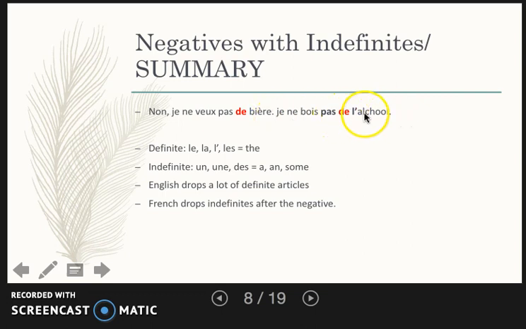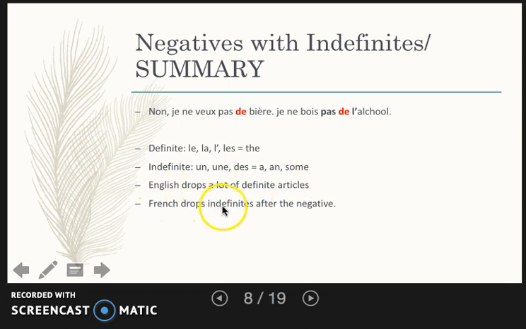I don't drink alcohol. In a generalized statement, I have a definite article of l'apostrophe here, and I don't drop that one. So let's summarize. Definite articles are le, la, l', and les, and they all mean the. Indefinite articles are un, une, des, which mean a, an, or some. In English, we drop the definite articles, but in French, every normal noun needs an article.